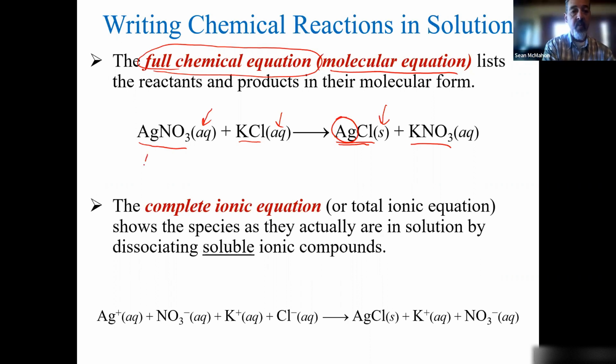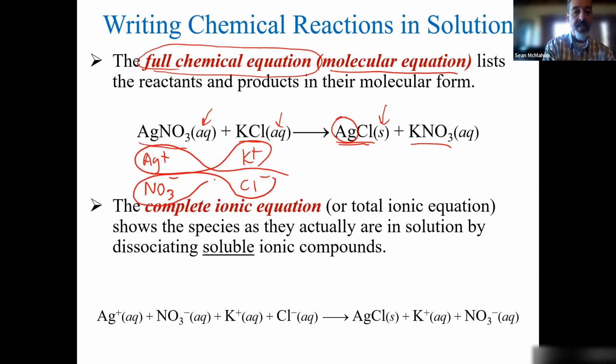So we did this when we were trying to predict products, where we would separate the nitrate and the silver and the potassium and the chloride, and I would say crisscross applesauce. You guys might remember that, okay? Well, I was prepping you because now we want to write out what's referred to as either the total ionic or the complete ionic in a balanced chemical equation.